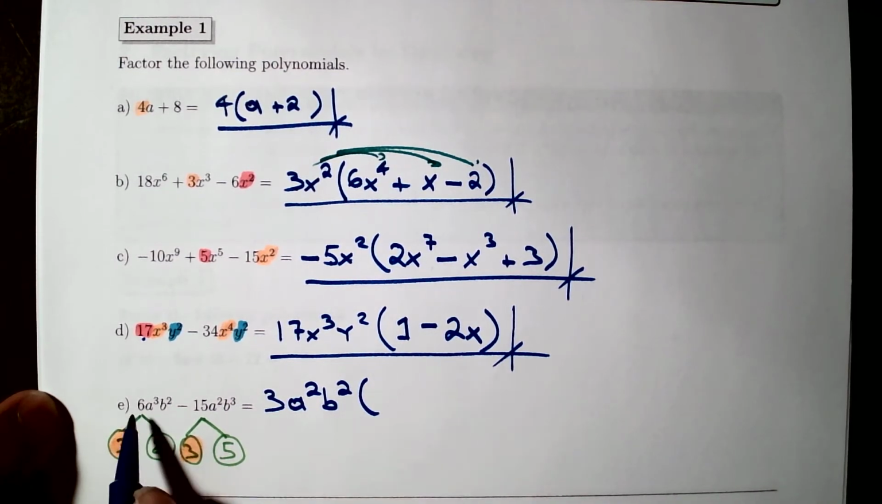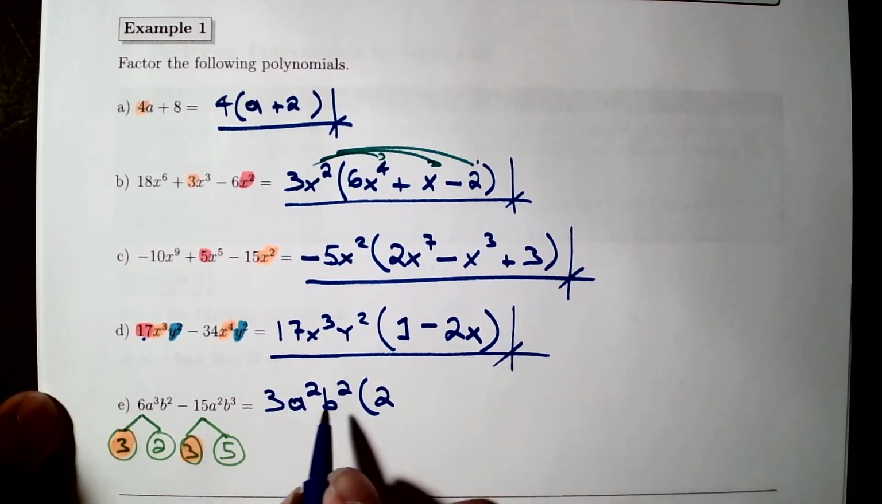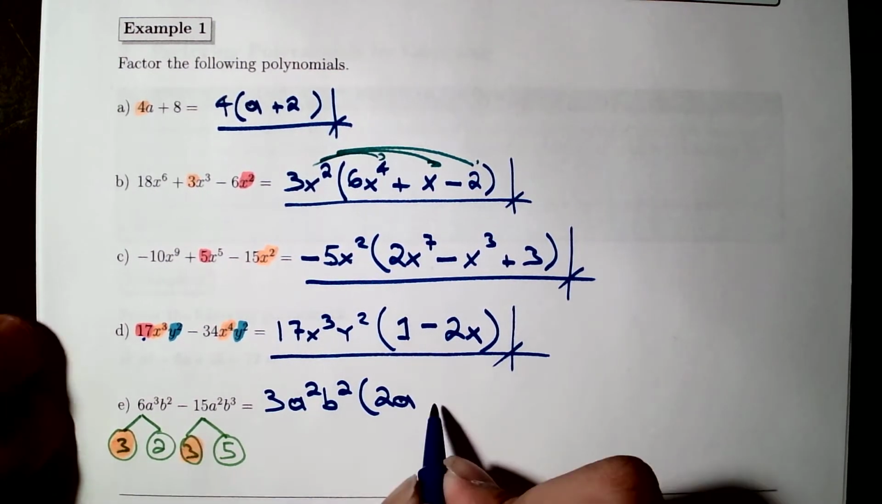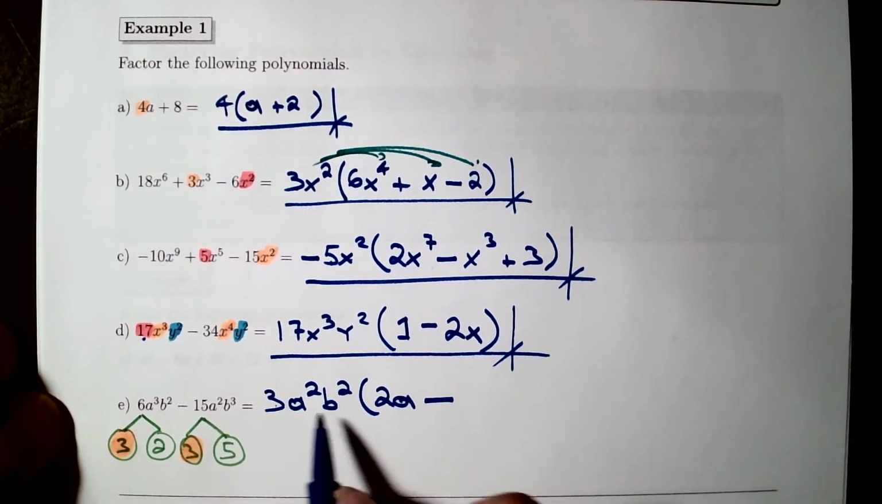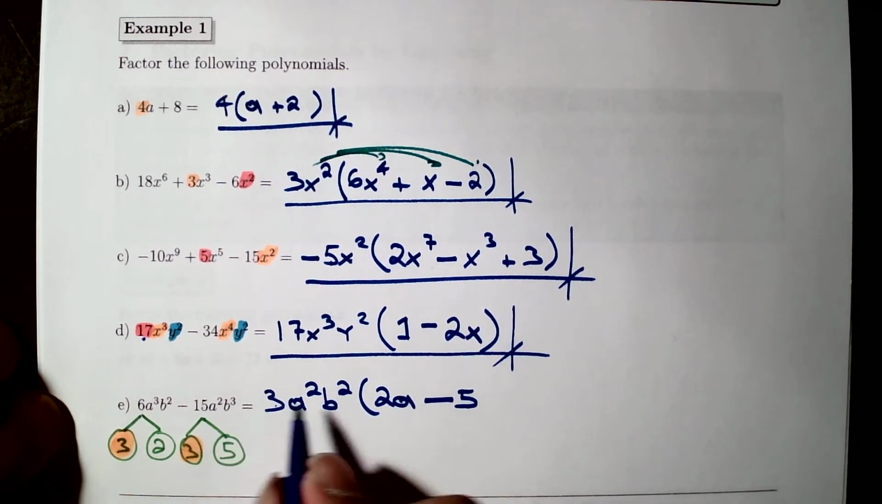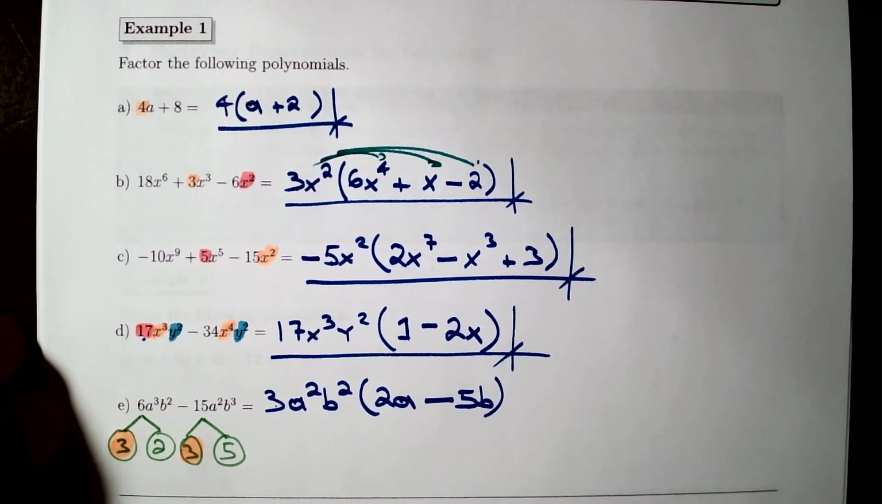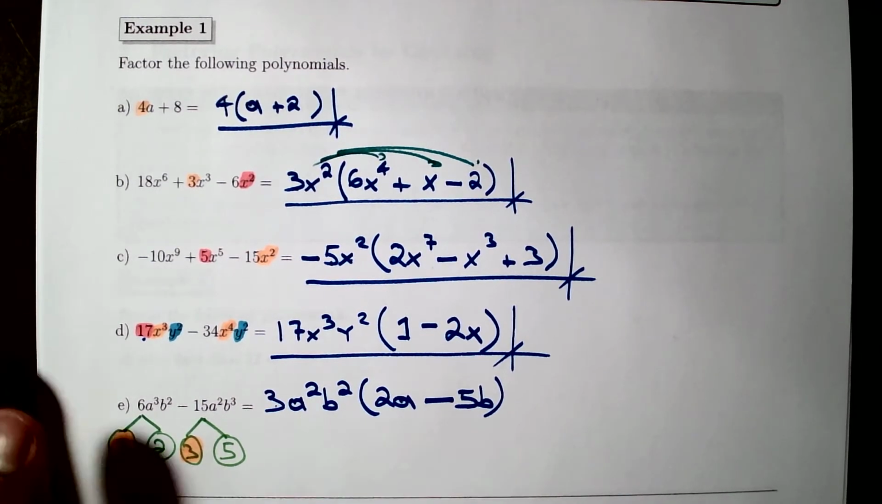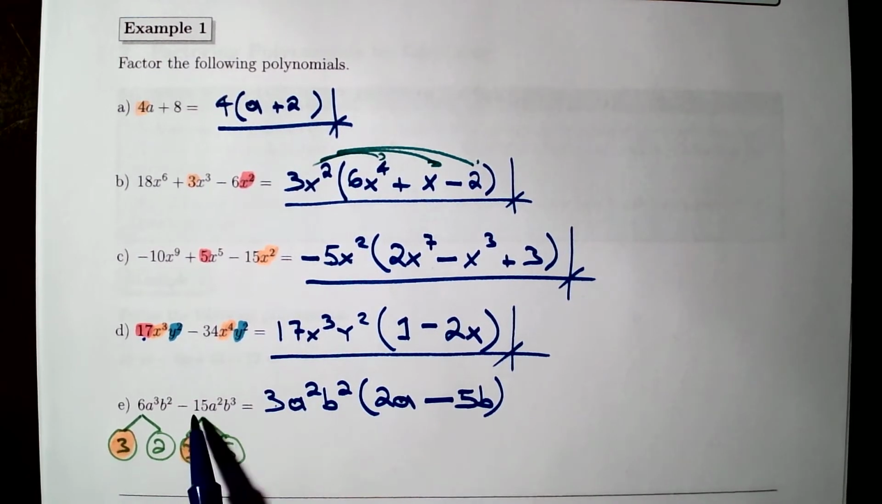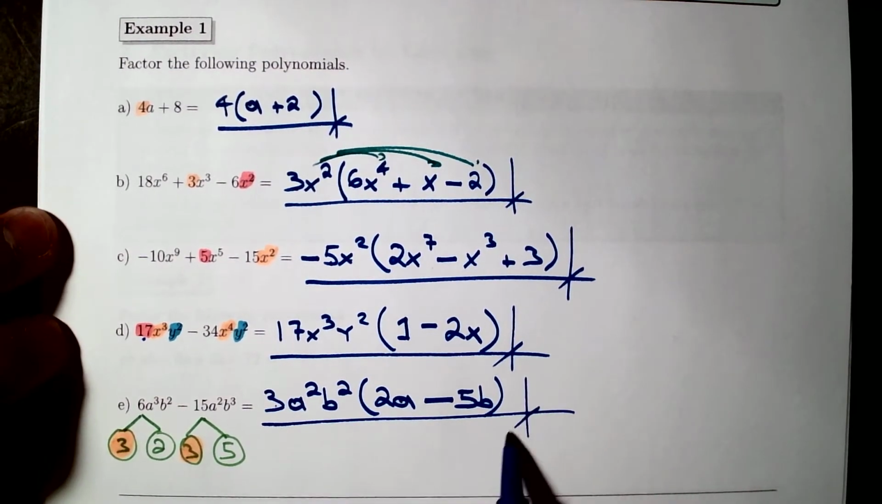So 3 times what number equals 6? That's a 2. Notice a squared times what equals a cubed? That's an a. And then minus 3 times what number equals 15? That's a 5. And then b. And you can check this by foiling. 3 times 2 is 6. A squared times a, that's a cubed, and then b squared. Just carry it over. Same thing over here. 3 times negative 5, negative 15. A squared b cubed. Final answer to this. Alright.